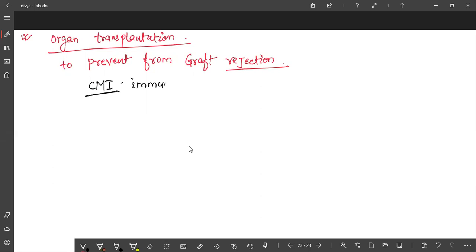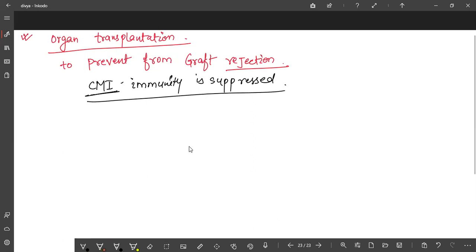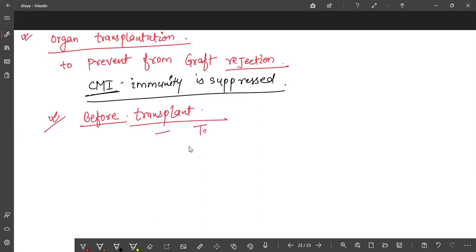So to prevent graft rejection, which type of immunity is suppressed? Cell-mediated immunity is suppressed. This is a question of NEET. Which type of immunity needs to be suppressed to prevent graft rejection? What will be the answer? Cell-mediated immunity. Okay. So for this, the person has been given immunosuppressive drugs. Suppose that you are a doctor and one patient comes to you for organ transplantation. So before transplant, what will you do with the patient? Suppose that one donor is also there. So before transplant, tissue matching is done.